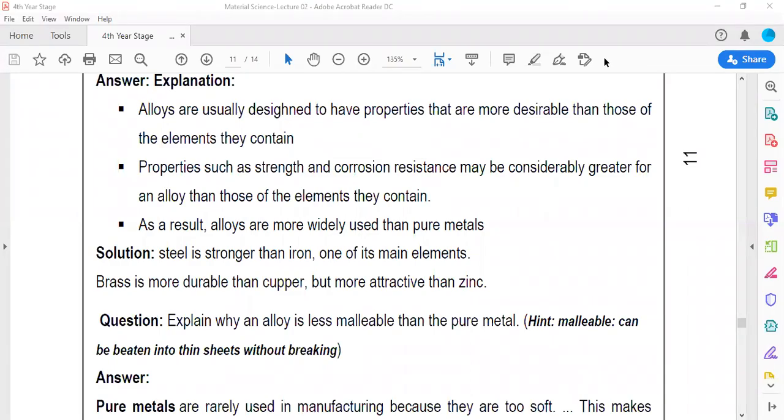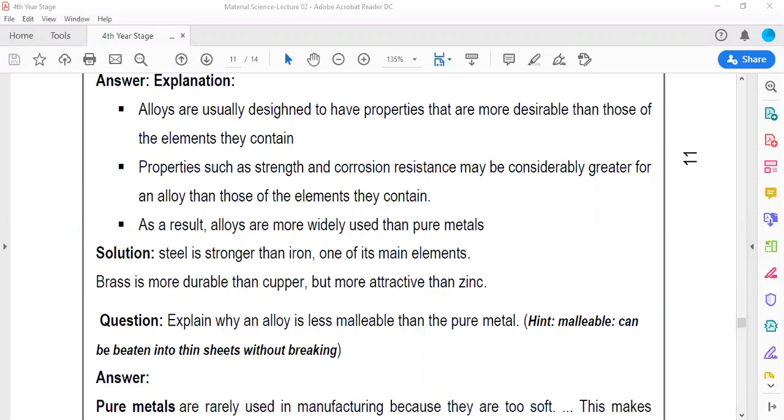We have another question that says explain why an alloy is less malleable than the pure metal. I think we explained this before, but I try to put them in questions and answers, which I believe is a better way to understand. Again, malleable means it can be beaten into thin sheets without breaking. That's the meaning of malleable. Try to remember these two words, they are important in metals, malleable and ductile. So why is an alloy less malleable than pure metals?